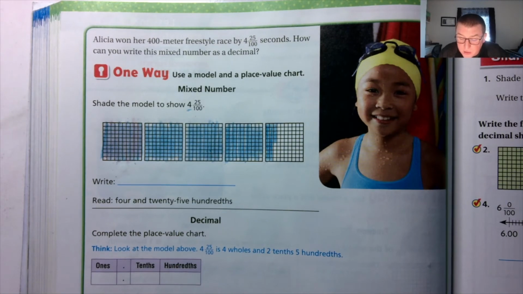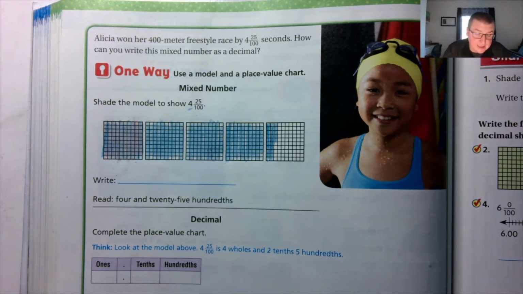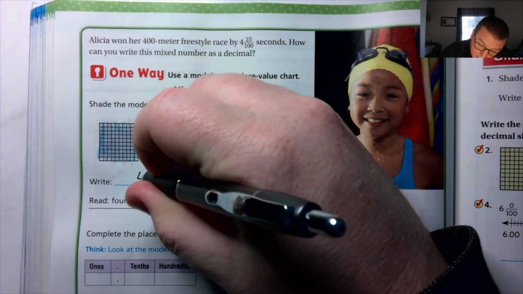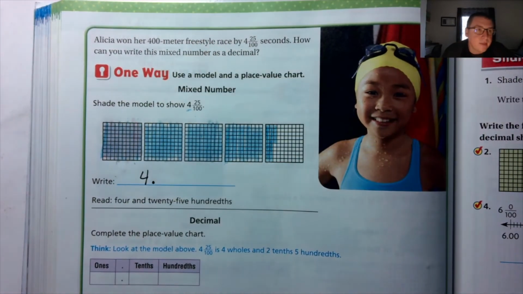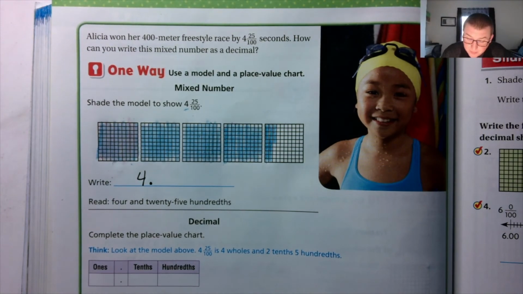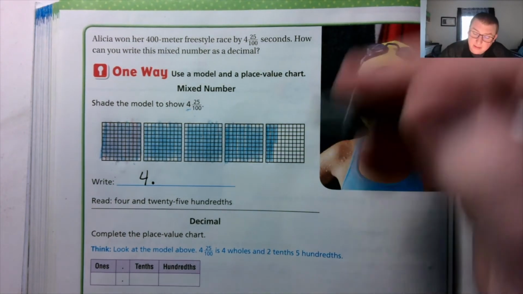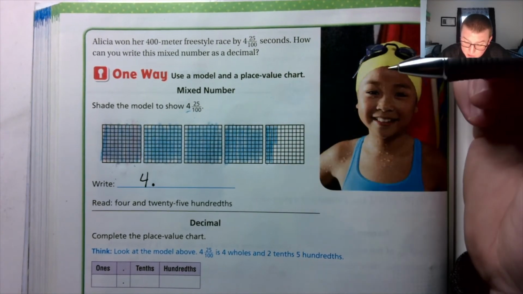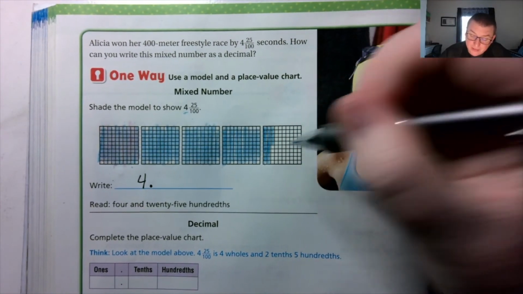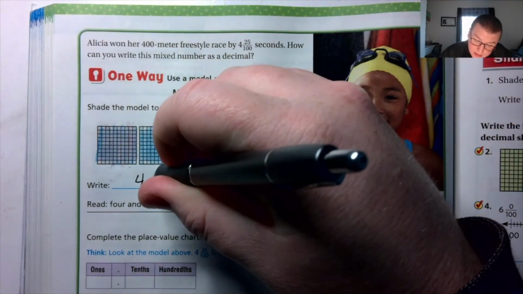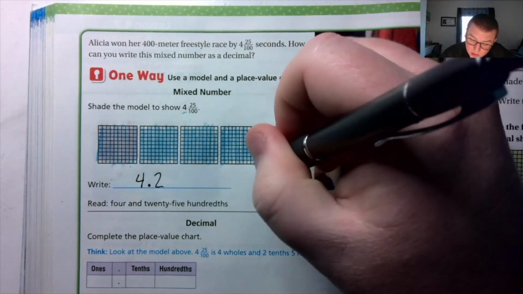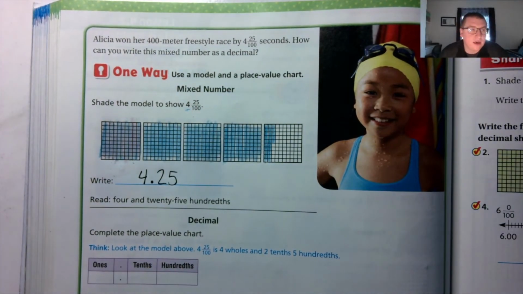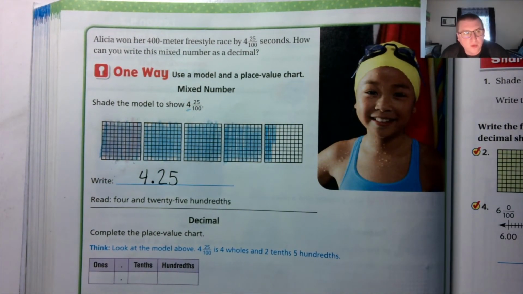And now we're going to write it as a decimal. The way we're going to do that is we're going to put our whole number in front in the ones place, write our decimal, and then write what our fraction would be. Because we have 25 hundredths, we're going to write our 2 in the tens place because that is 20, and then we have 5 hundredths, so we have 4 and 25 hundredths, or 4.25.